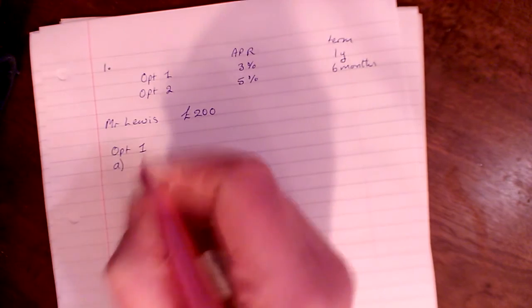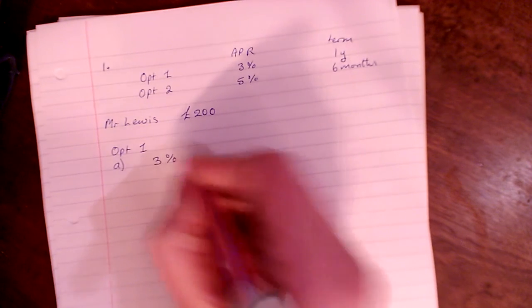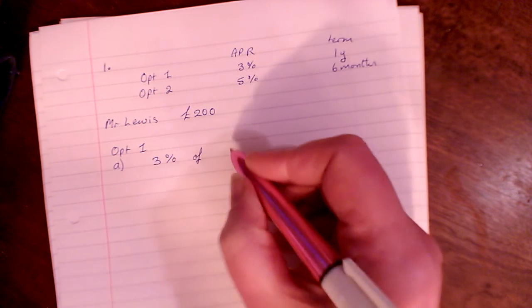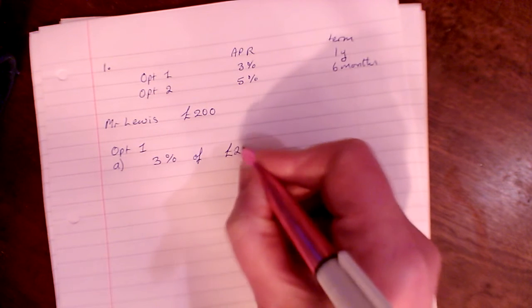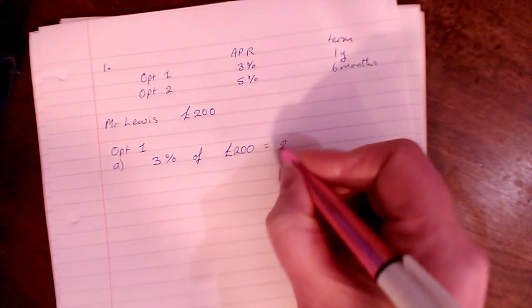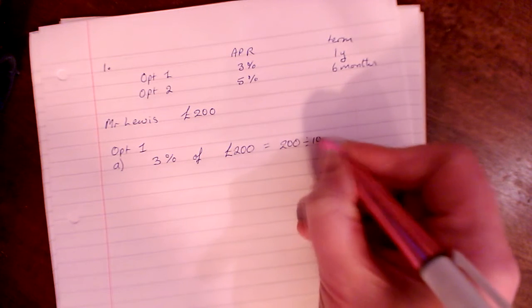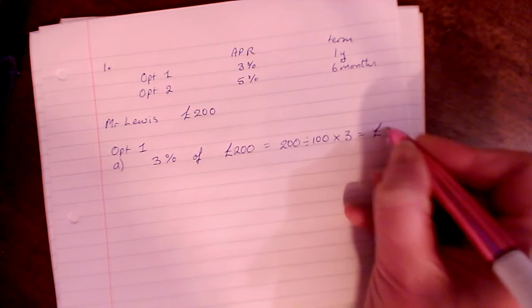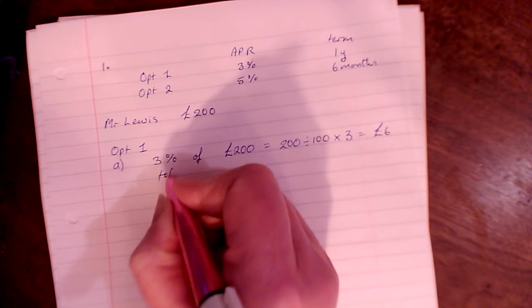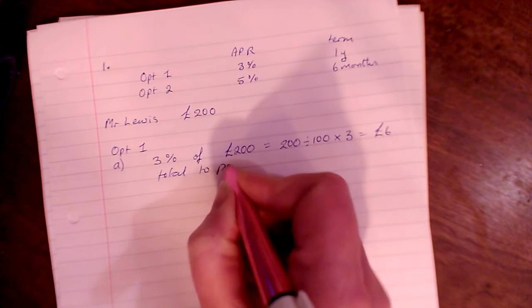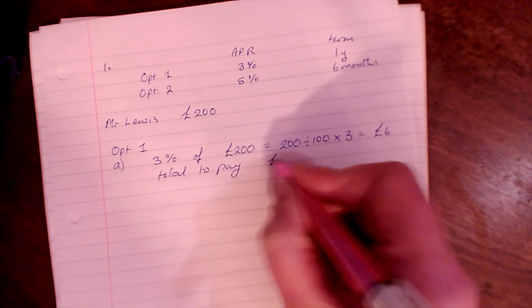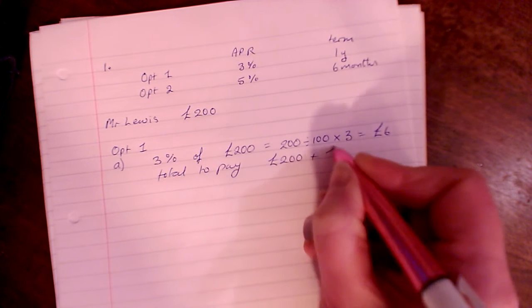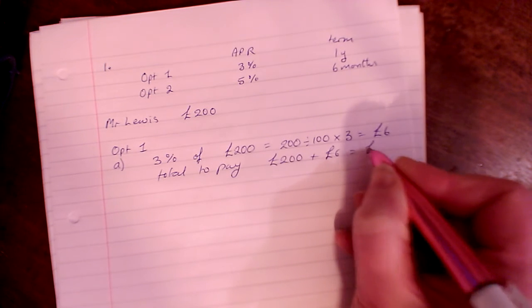So he has a percentage rate of 3%, and that is of his loan of £200, which is 200 divided by 100 to give you 1%, times by 3, which gives you £6. So his total to pay is just £200 plus that £6 equals £206.